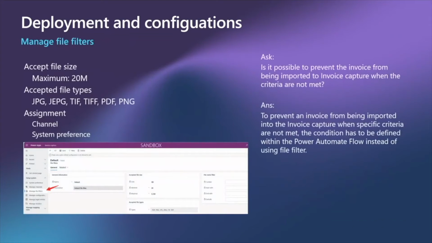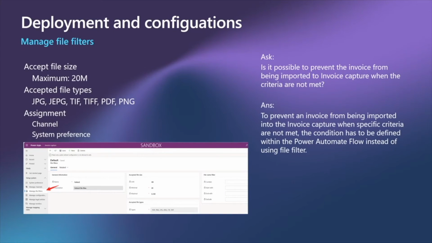And the next is the file filter. In most cases, customers receive different attachments. Sometimes they're relevant, sometimes they're not. So the file filter helps you filter out these non-invoice-relevant documents based on the size, file type, or the name. And this file filter can be applied on each channel.